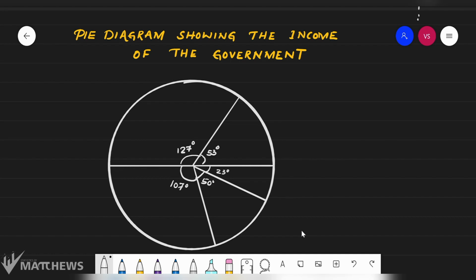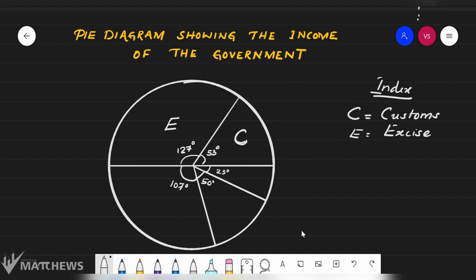For the first one, you can just mention it as C. This is C. What does C indicate? If you write it here, index. C indicates customs. Then this whole angle is all about E. What is E? E is all about the excise department, and this is for IT, in other words, income tax.